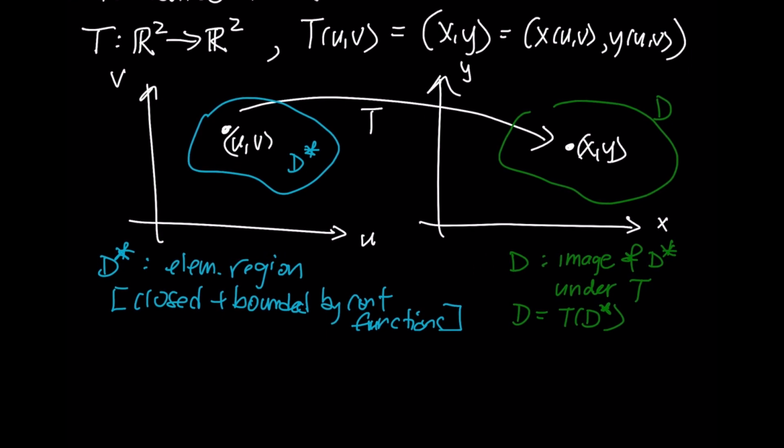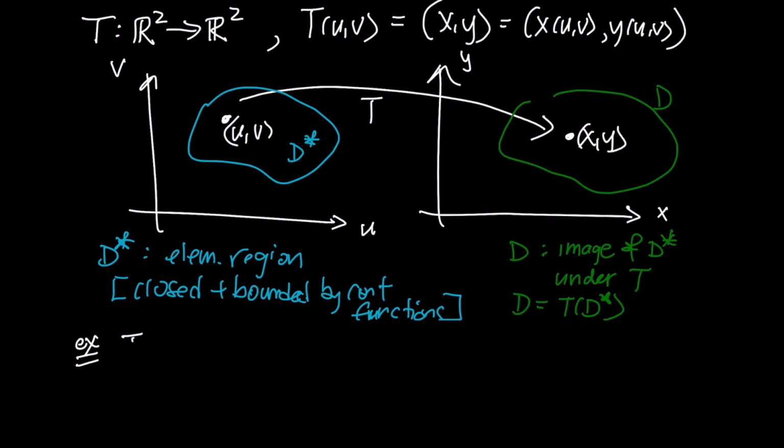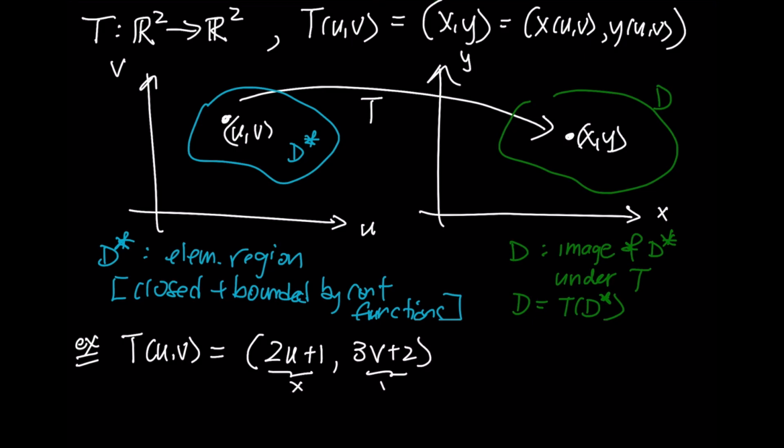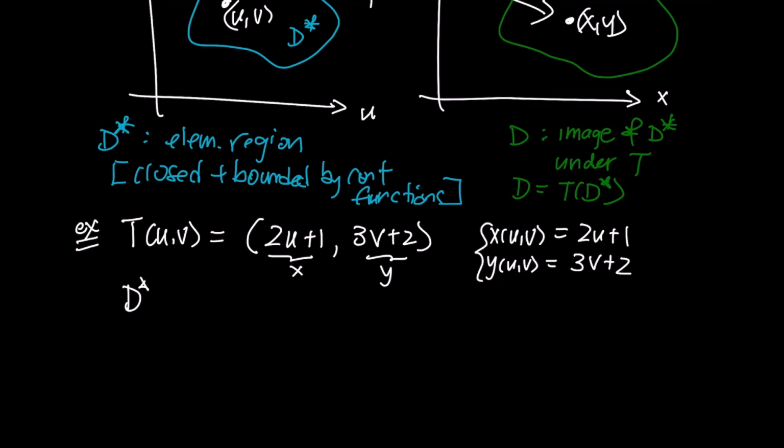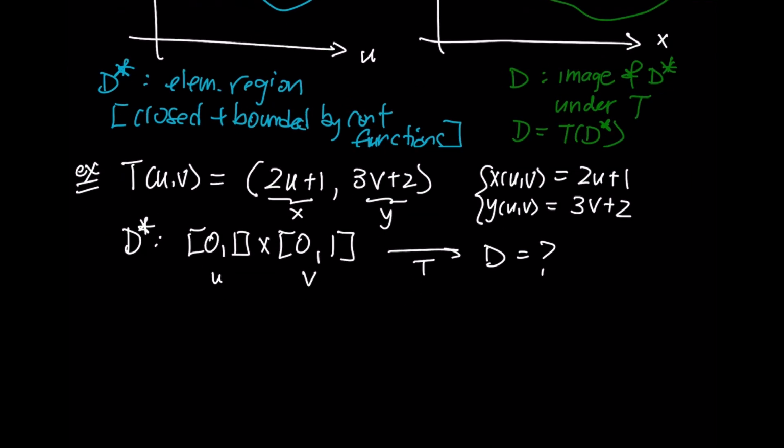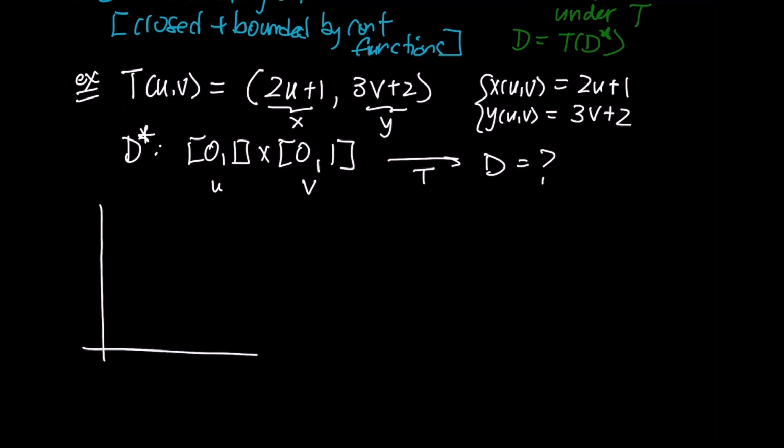As a very simple example, we will have T of U and V is 2U plus 1 and 3V plus 2. So this will be our new X coordinate and this will be our new Y coordinate. We are going to take D star to be the unit square here. So this will be our U value and this will be our V value. What does this transform into under our transformation? It will certainly help to draw a picture here. So we'll have intercepts there.